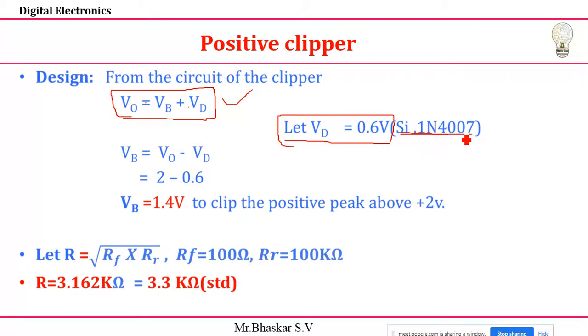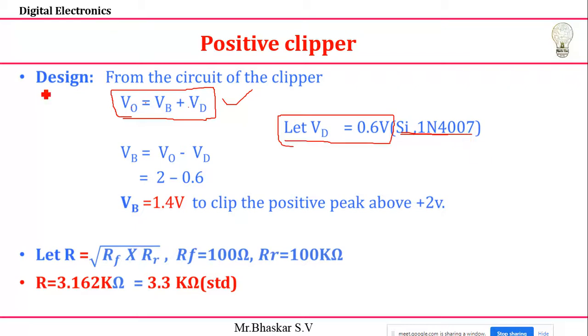This is a very important thing. In the Multisim simulator, I need to choose one diode. You have different diodes. The diode number is IN4007. This is a silicon diode having a diode voltage of 0.6 volts minimum. If you give the input more than this, then only the diode is forward biased.